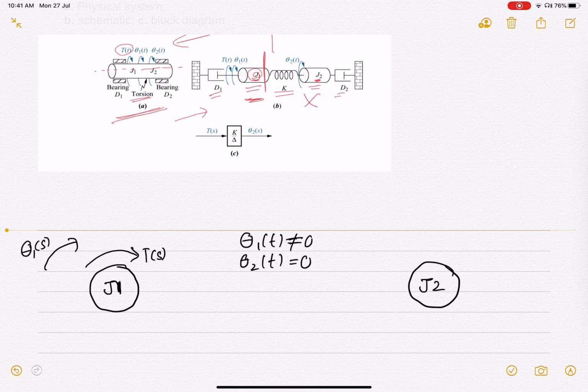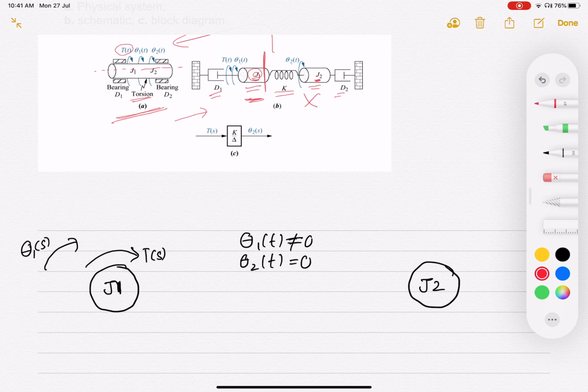Now what are the forces that will oppose this motion, this torque T of s? When this theta 1s displacement takes place, it is going to be opposed by the damper, so you have s D1 theta 1s. It is going to be opposed by the spring, so you have K theta 1s. It is going to be opposed by the inertia J1 in the opposite direction, so it is going to be J1 s square theta 1s. So these are three opposing torques that are going to act on this.